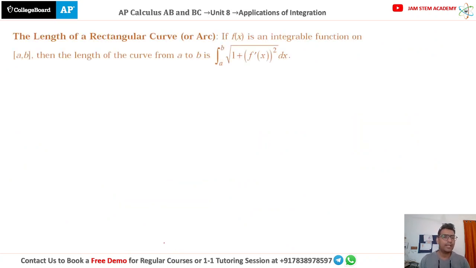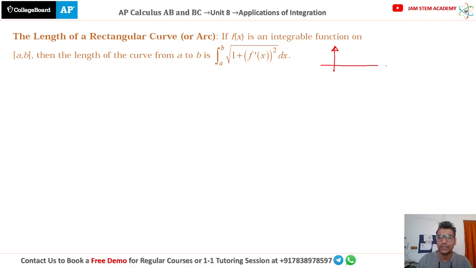So now the next part is the length of a curve, or arc length. Basically, we can use the formula: integration from a to b of square root of 1 plus f dash x squared dx, for finding the arc length. I'll show you how we got this.